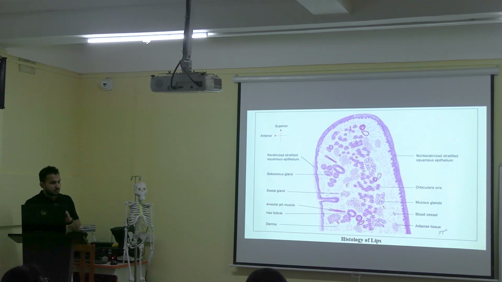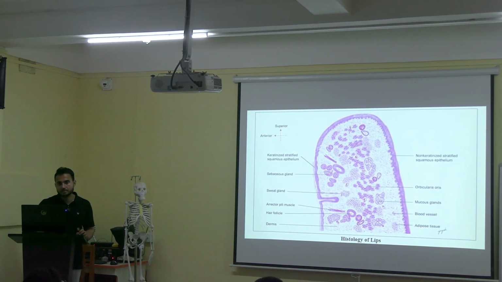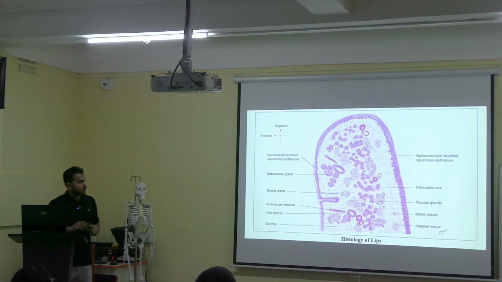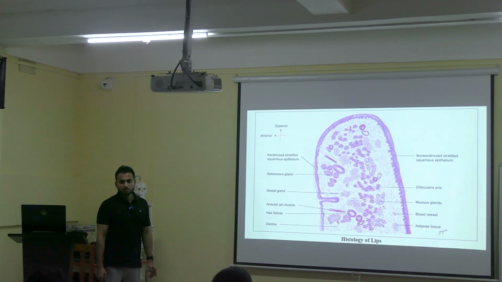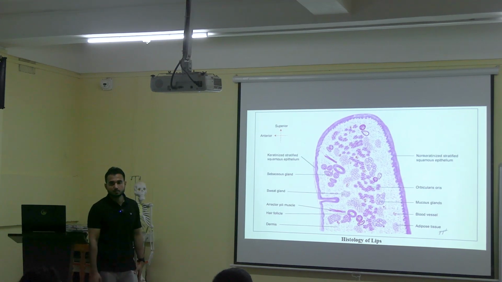Next, this is the diagram. Now in the diagram, the most important thing you have to do is identify which part is lined by skin and which part is lined by mucous membrane. How will you identify? Yes, very good. So this part is lined by what? Mucous membrane or skin? Yes, this part is lined by mucous membrane. This part is lined by skin.